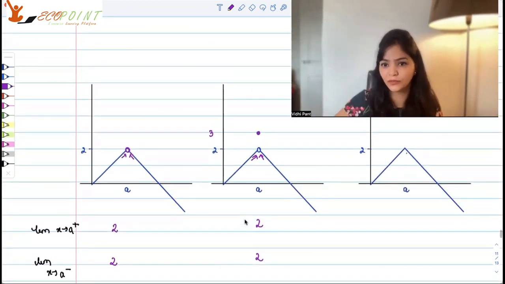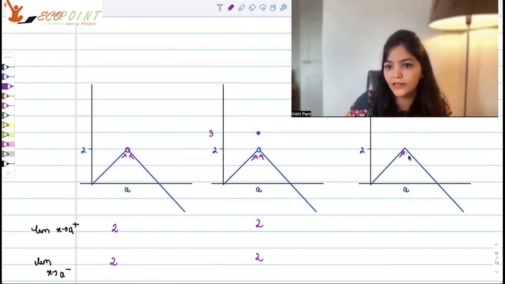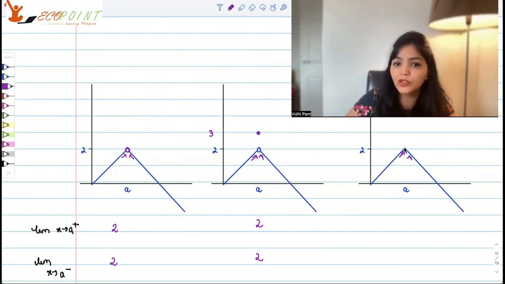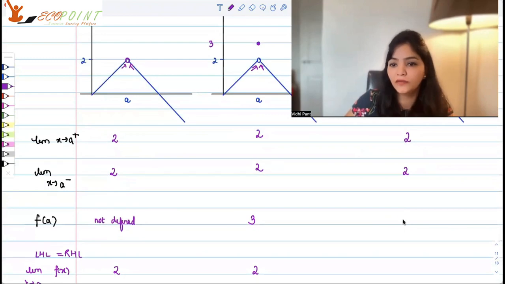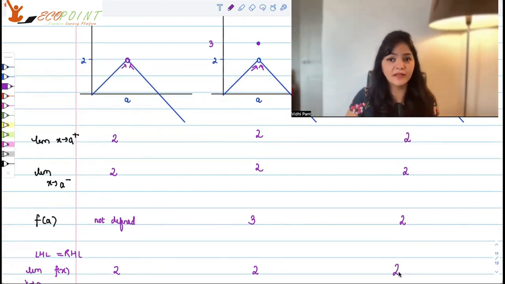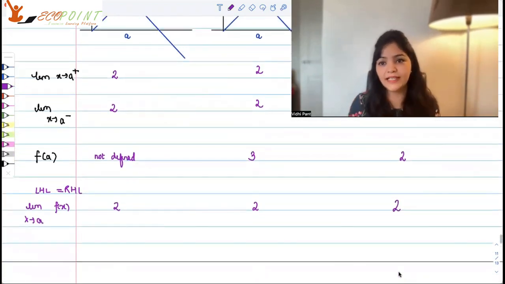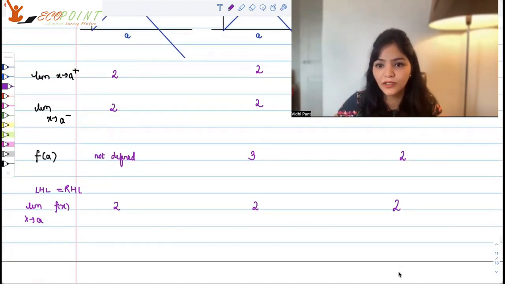The limit is 2. In the last graph that you can see here, from the left again, the function is approaching 2. From the right again, the function is approaching 2. And the value of the function is also 2. Right side limit is 2, left side limit is 2. The value of the function is also 2. And the limit, because left-hand limit and right-hand limit are the same, exists and it is actually equal to 2.